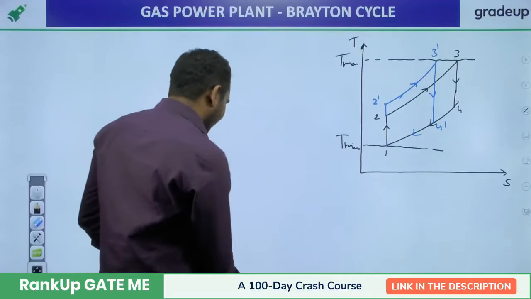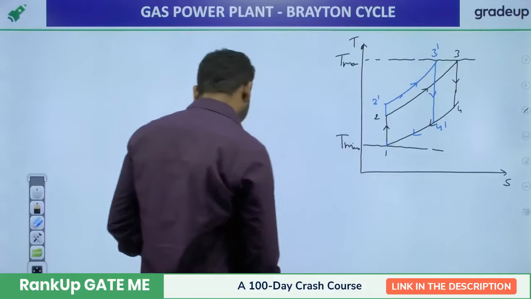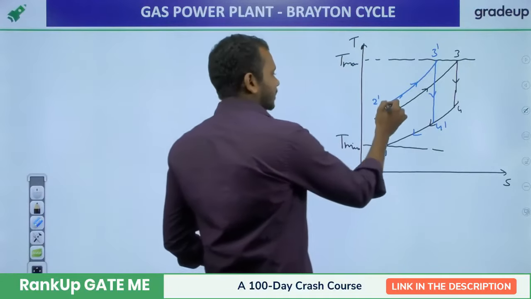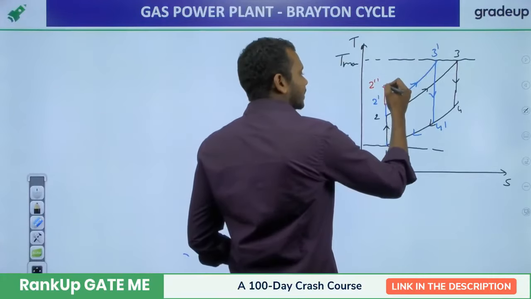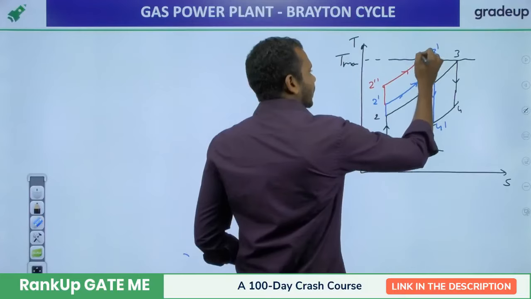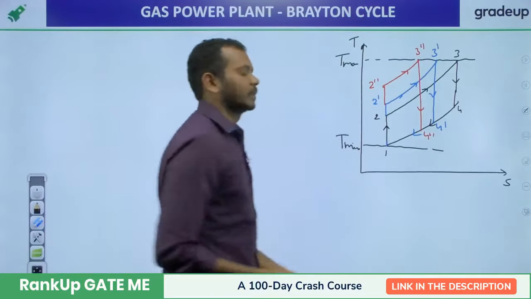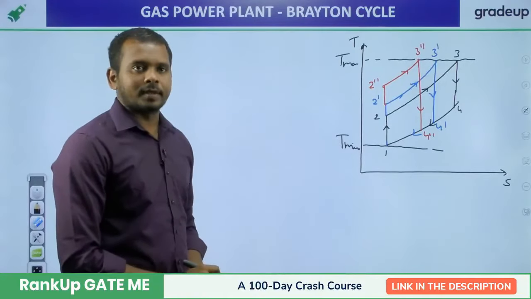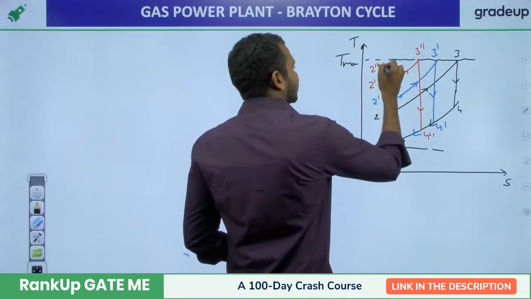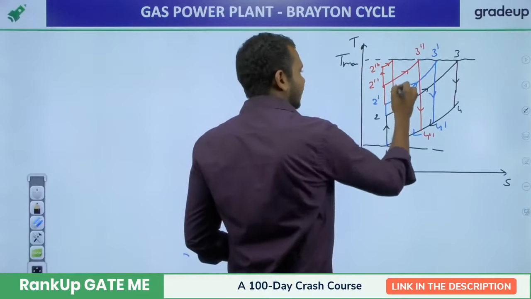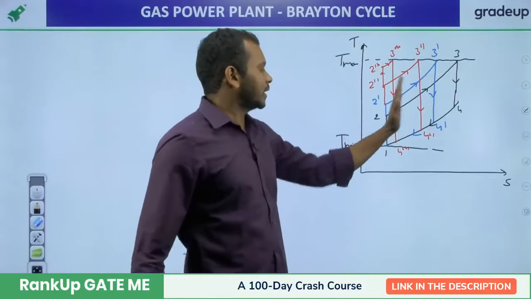Now, let us increase the pressure ratio again. Let's increase the pressure ratio to this point, 2 double dash. When you increase the pressure ratio up to 2 double dash, the cycle will go like this: 2 double dash, 3 double dash, 4 double dash, and 1. This is your new cycle on increasing the pressure ratio, right? So let's try to increase the pressure ratio again. If you go on increasing the pressure ratio, what you see here is your cycle area goes on decreasing.